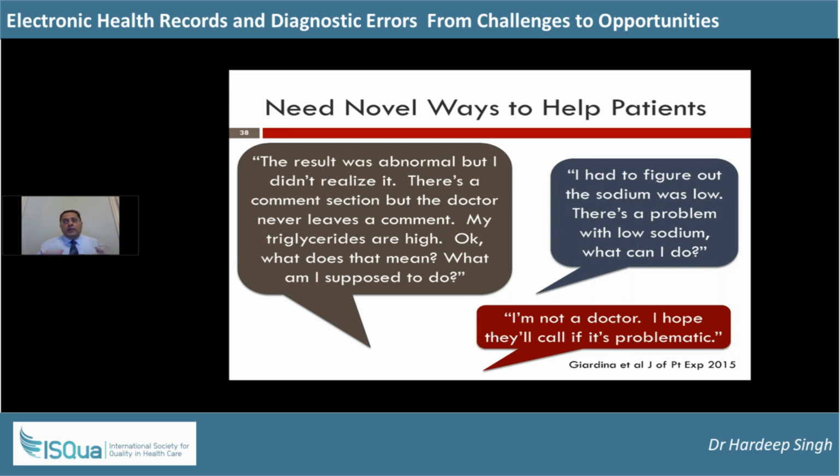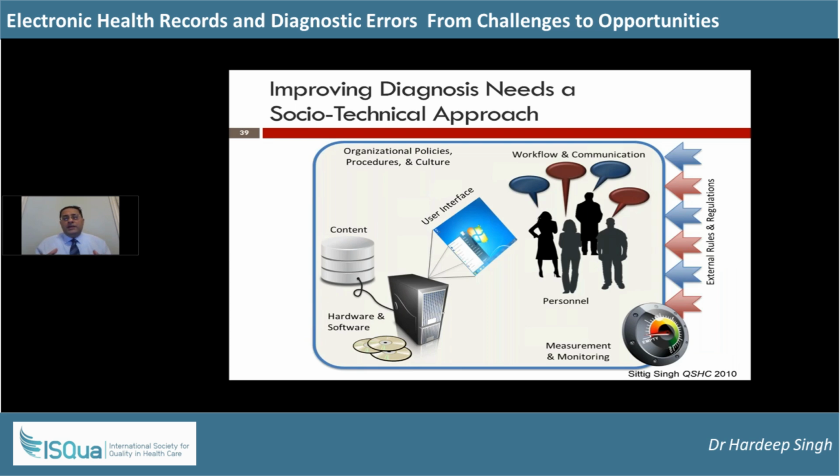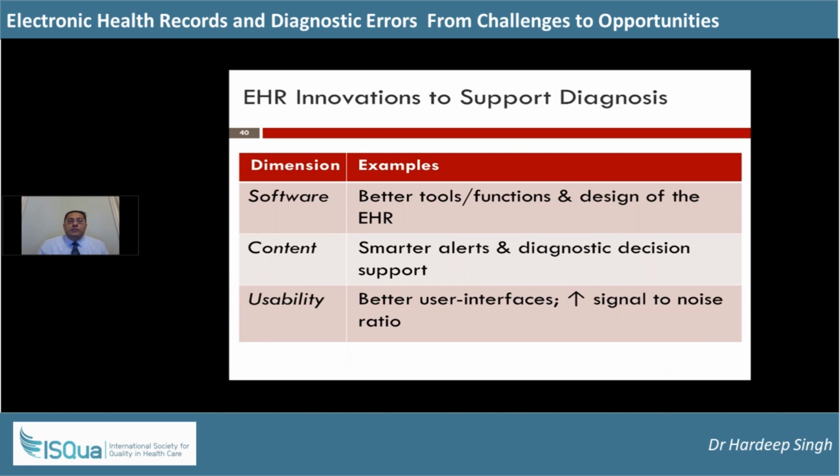And so putting it all together, this is a model that's been really, really useful in our work in health IT. It's called the socio-technical model. It was described in Quality and Safety in Healthcare, which is the previous version of the BMJ Quality and Safety. And essentially, it has 8 dimensions, and each of these 8 dimensions has to be addressed in order to improve diagnosis. Improving diagnosis using health IT really needs a socio-technical approach. It's not just technology, it's much, much beyond that. And I'm going to give you examples as I wrap up as to what I mean.